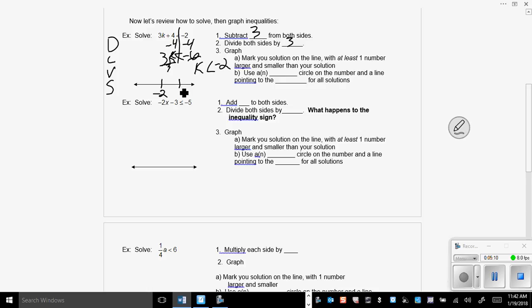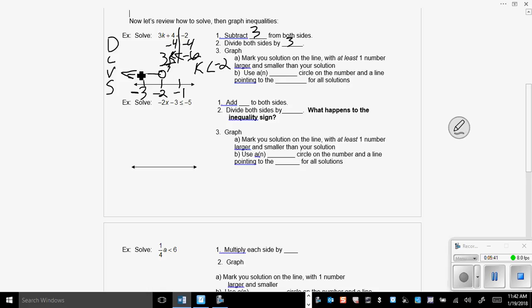So if this is less than -2, what number would this be? Yes, it would be -1. Or this is actually greater than, I'm sorry, and this would be -3 here. And we are going to go with an open circle because it's not equal to -2, it's just less than -2. So my open circle goes here, right? And then we go to the left, less than. -3 is less than -2, so we'll go this way.